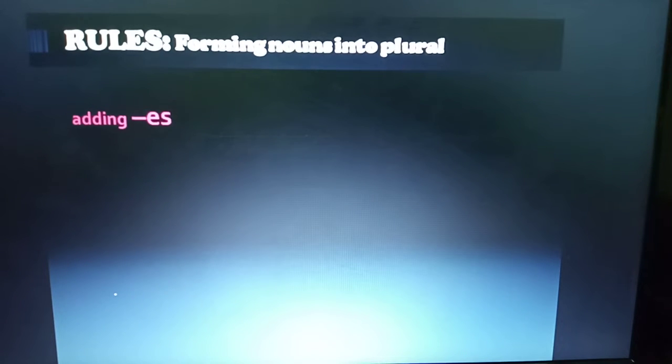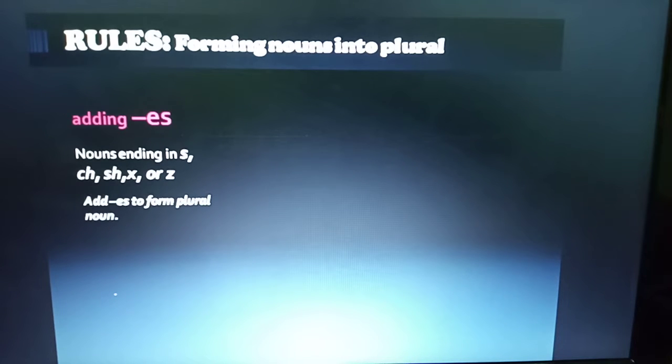First is by adding es. How is that possible? So nouns ending in s, ch, sh, x, or z, we add es to form plural noun. So example, church. It became churches. So as you can see here, the word church ends with ch. So the rule is that if a noun ends with ch, we add es. So from church, it became churches. So we add es at the end of the word.